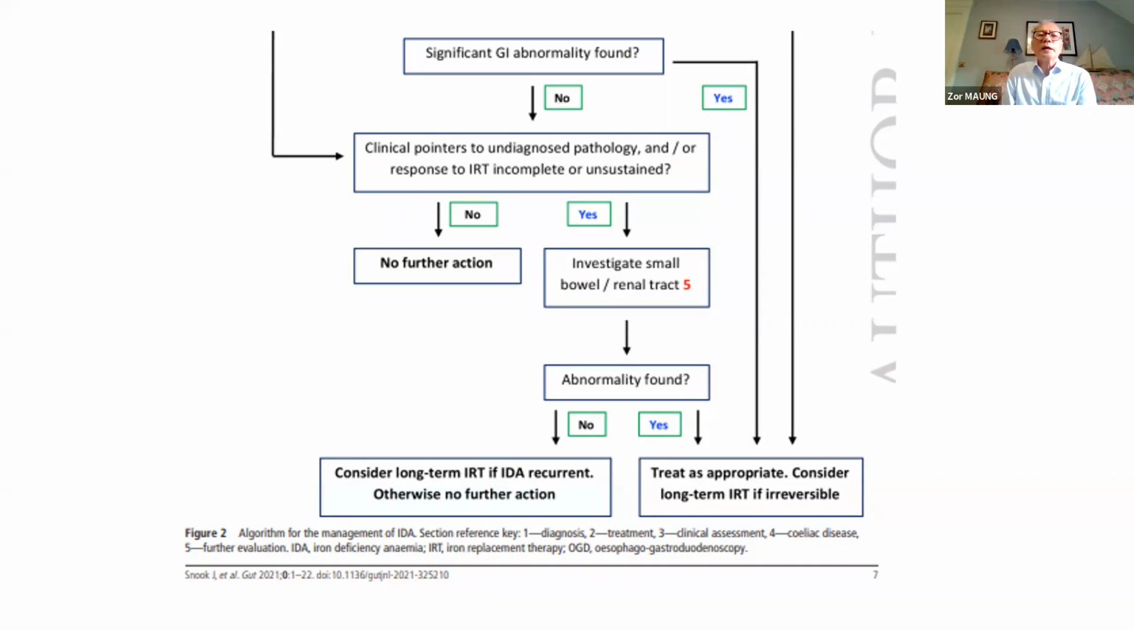Otherwise, investigate for small bowel disease, or you need to refer to a gastroenterologist, and treat any abnormality. Some people have long-term iron deficiency problems; continue long-term iron replacement therapy. So this is the algorithm from the British Society for Gastroenterology, which I recommend you look at.